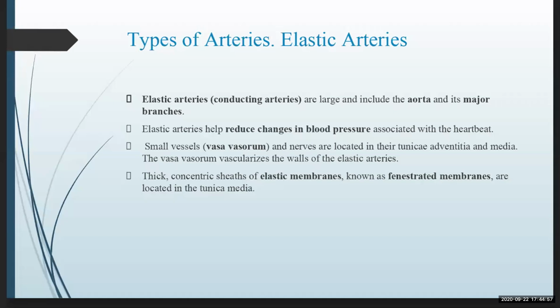So we can say that vasa vasorum are small vessels for big arteries, for example for elastic arteries, for aorta. And these vasa vasorum and nerves are located in the walls of the elastic artery. They can be located in tunica adventitia, the outer layer, and also in tunica media, the middle layer. Another characteristic of arteries is that they are thick. You remember about aorta, it cannot be thin. It's thick because it does a lot of work. It has concentric sheets of elastic membranes, fenestrated membranes. We will see these fenestrated membranes later also.